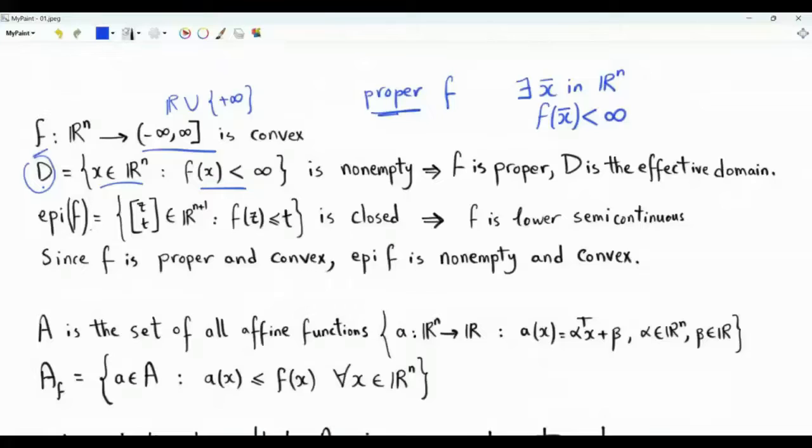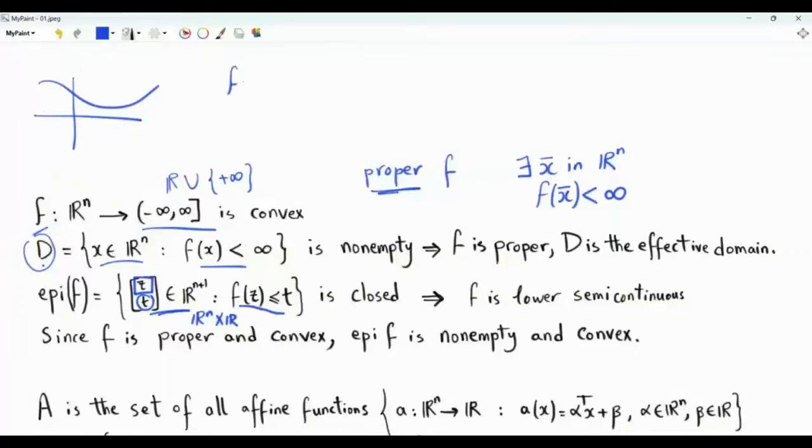The epigraph of the function, this is the set of all points in the Cartesian product of Rn and R. We can represent the points in the epigraph as points in the n+1 dimensional space. These are points such that, if we take the first n components and apply the function f to them, we get a value that is less than or equal to the last component. So the epigraph of function f is the set of all points z in Rn and t in R such that f of z is less than or equal to t.